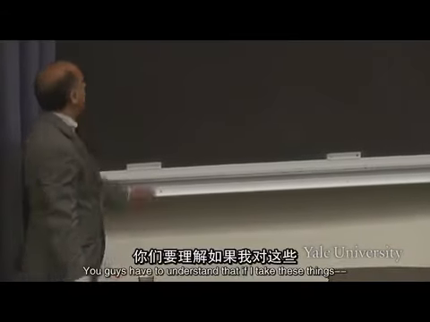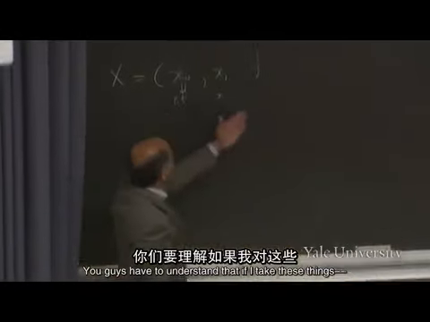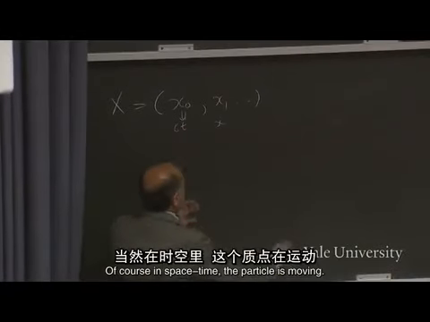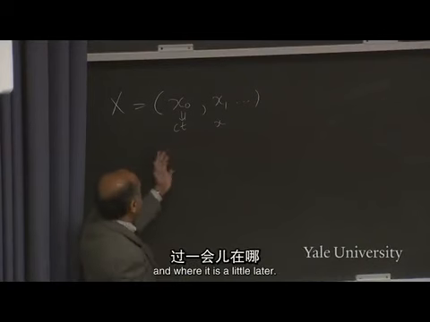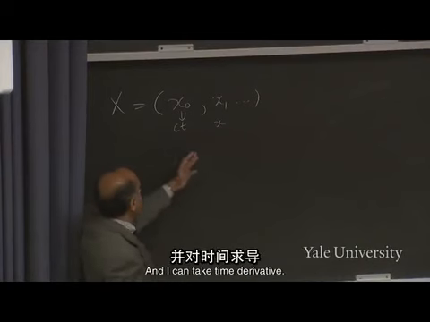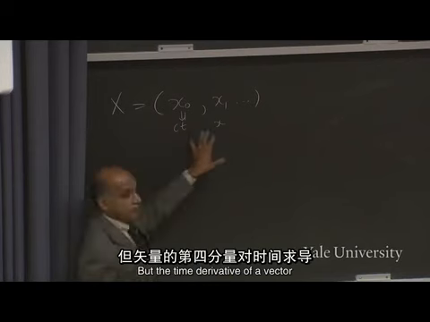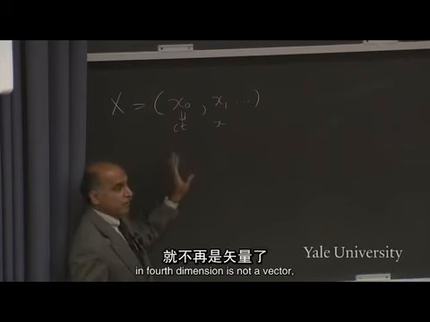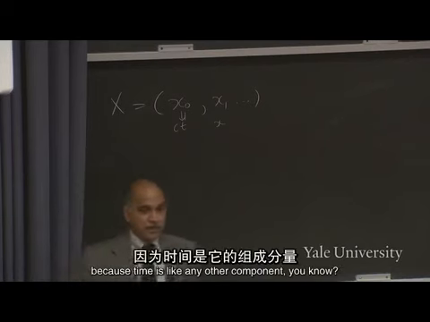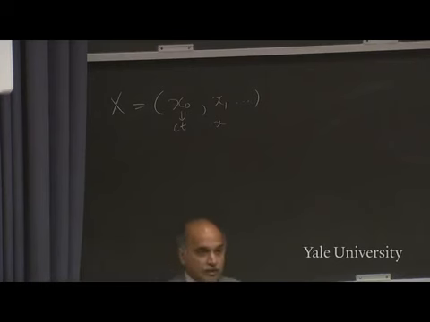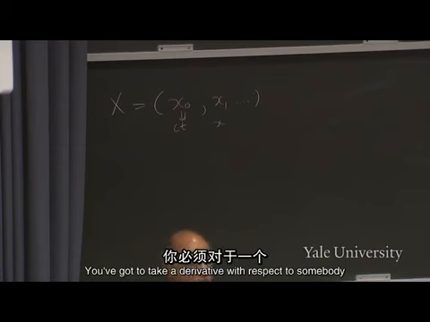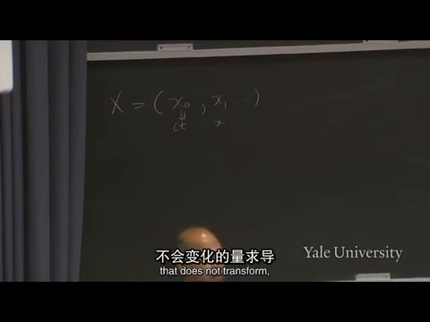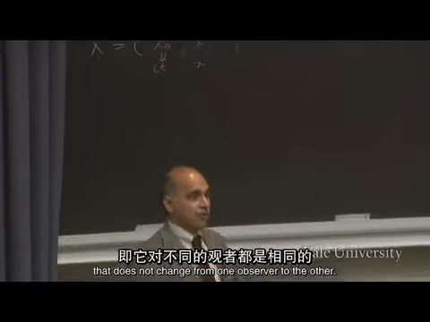but the derivative cannot be the time derivative. You guys have to understand that if I take these things, of course, in space-time the particle's moving, I can certainly tell you where it is at one time and where it is a little later, and I can take the time derivative. But the time derivative of a vector in 4 dimensions is not a vector, because time is like any other component now. It's like taking the y derivative of x. That doesn't give you a vector. You've got to take a derivative with respect to something that does not change from one observer to the other.